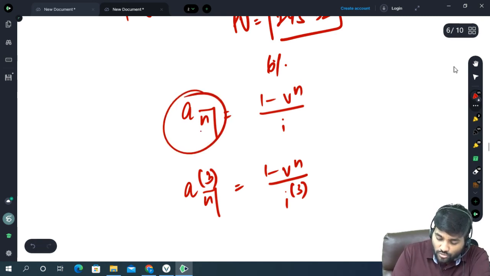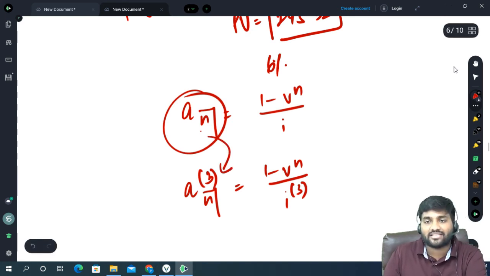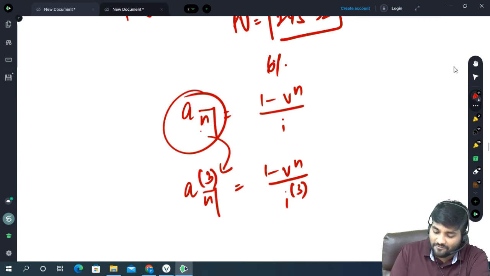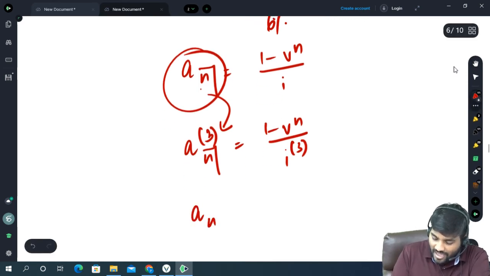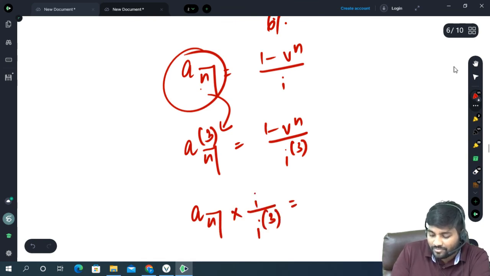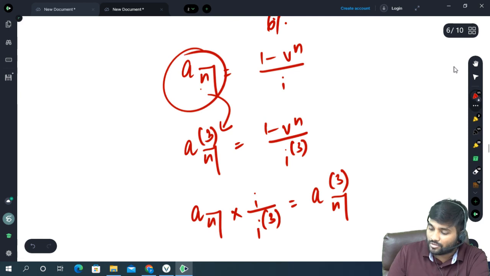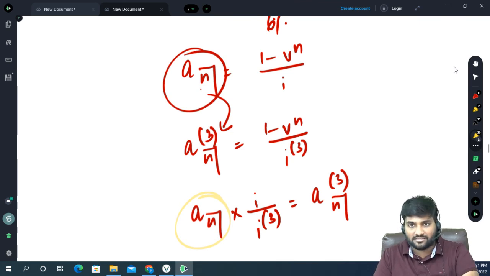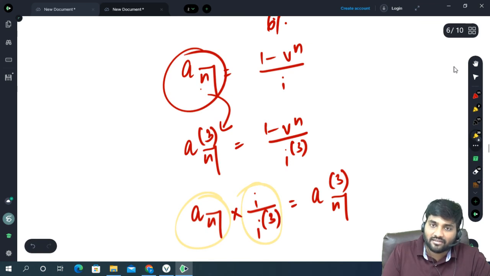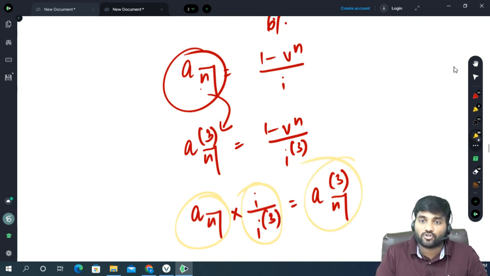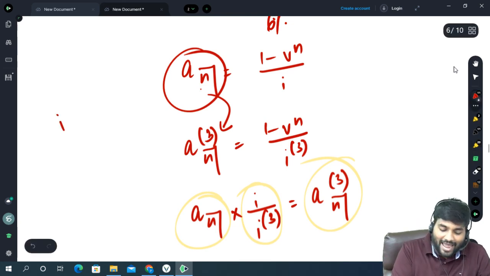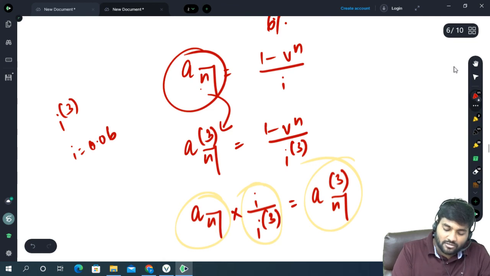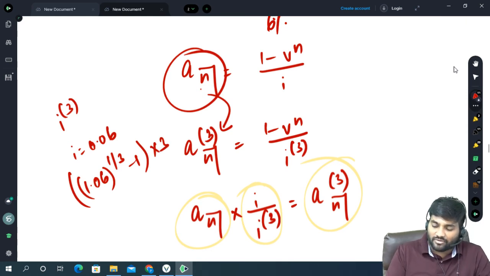From this, we need to calculate this. So what we can do is, if this a-angle-n is multiplied by i by i(3), then we can get a-angle-n(3). So they have given us the present value if the payment is made in arrears. We will multiply it by i/i(3) to get this when the payment is made in 3 equal installments in a year. Basically we are going to calculate i(3) when i is 0.06. So it will be 1.06 to the power 1 by 3 minus 1, whole into 3. First calculate this.